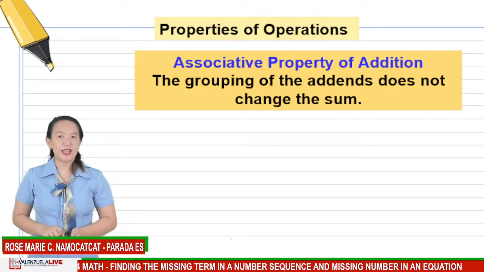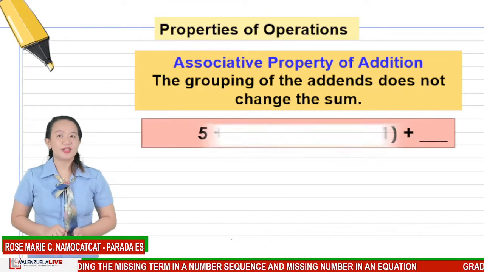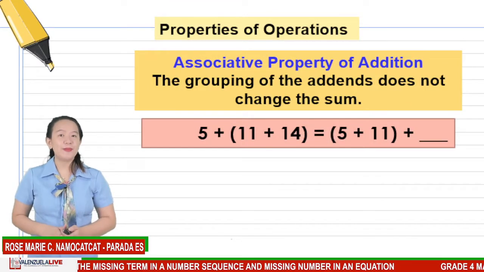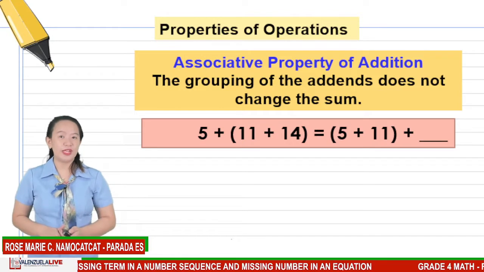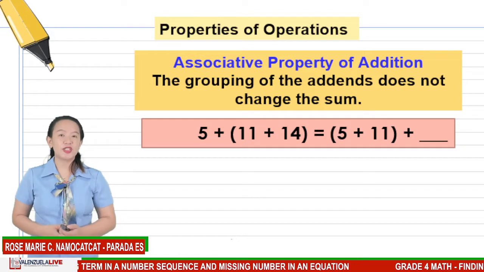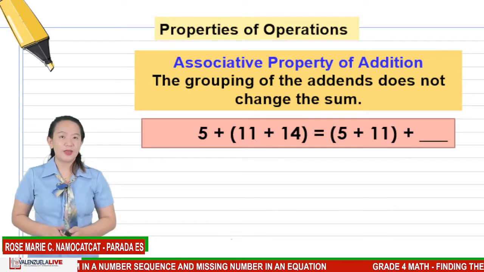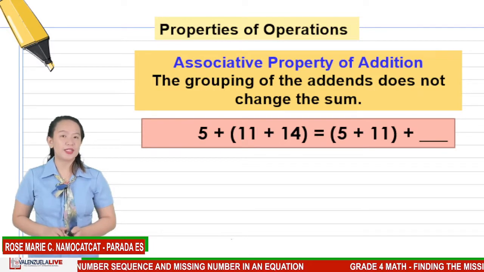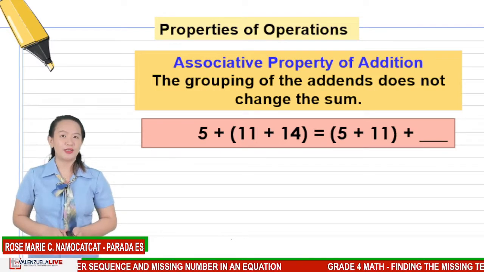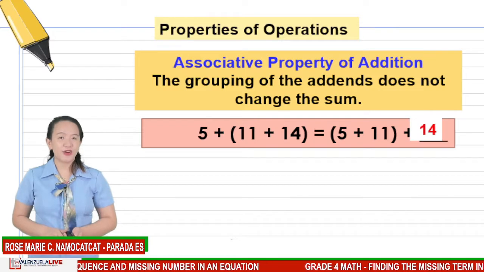It states that the grouping of the addends does not change the sum. So let's have the first one. 5 plus the sum of 11 and 14 is equal to the sum of 5 plus 11 plus blank. So what will be the missing number in our equation there? The answer is 14. Great.